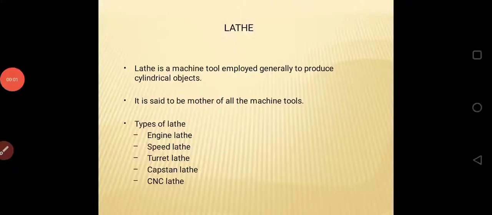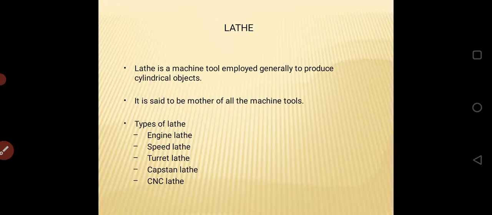Hello students, in today's class we are going to discuss the major parts of lathe machine and its function. So first of all, let us know what is lathe machine. Lathe is a machine tool employed generally to produce cylindrical objects. It is said to be the mother of all the machine tools.